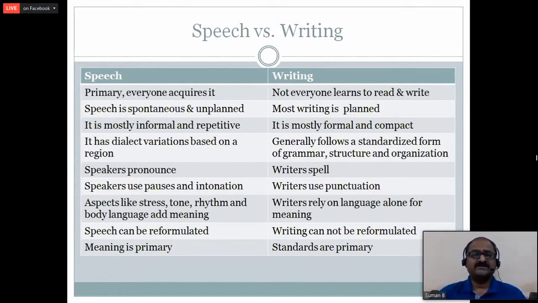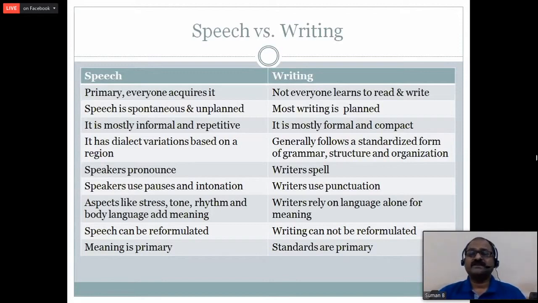Next, speech is spontaneous and repetitive. Yes, speech is spontaneous and unplanned. So what do we mean by this? Spontaneous. Do you really have time to plan your speech when you are speaking? Most of the time, no. You just have to speak without planning. Of course, speech can be planned also in formal contexts. For example, if you are delivering a lecture, a seminar, or presenting a paper, all these are formal contexts. But most of the speech is informal. So in all these informal contexts, speech is spontaneous. You don't have time to plan your speech. It is repetitive. Because you cannot plan it, it's also repetitive.